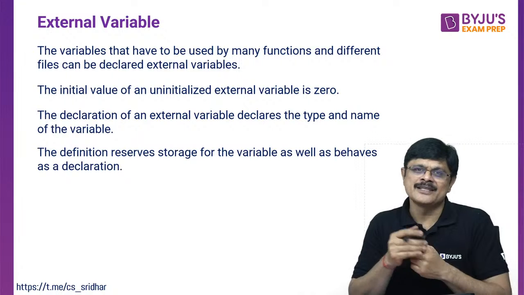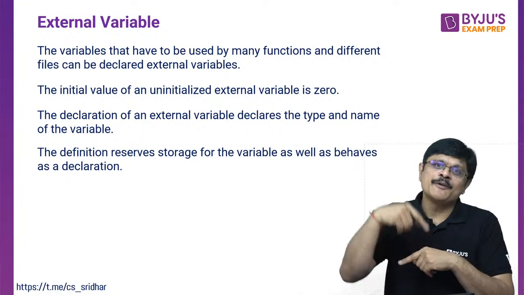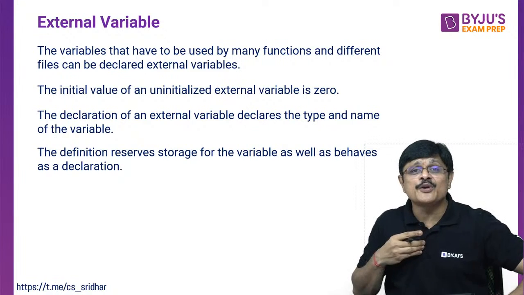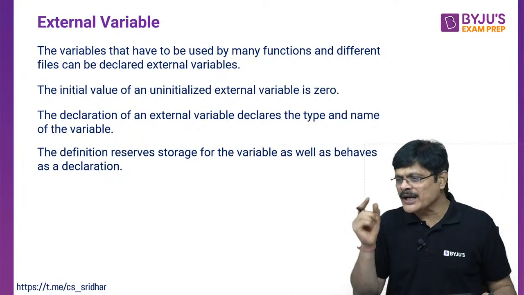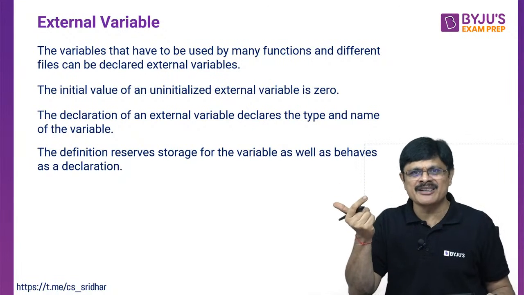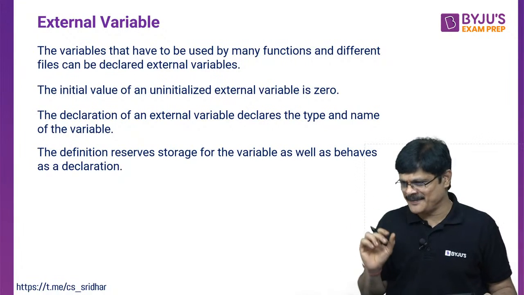Am I clear? See, an extern variable, which is global, can be used within the block. But whatever is within the block cannot be used outside the block. It has to be a global variable somewhere. Got it?